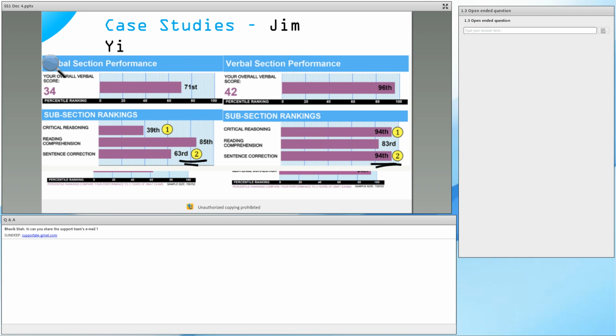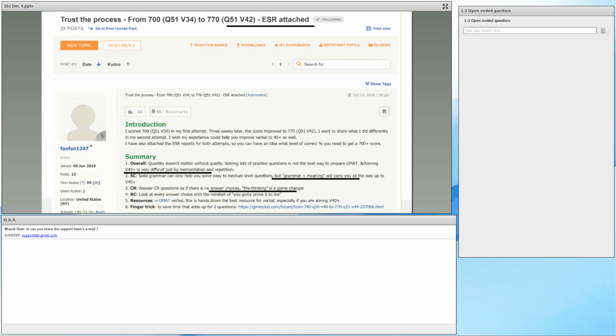And just yesterday, if you Google GMAT Club plus Trust the Process, you'd be able to get to his debrief. You'd be able to download his ESR. And he says, in SC, solid grammar can only help you solve easy or medium questions, but grammar plus meaning will carry you all the way up. In CR, pre-thinking is a game changer. Again, this is one of the other terms that we invented.